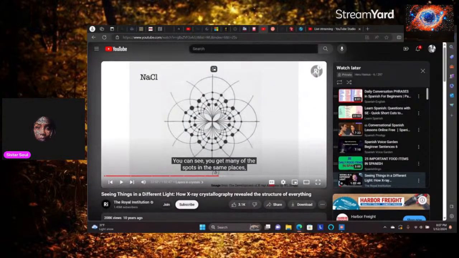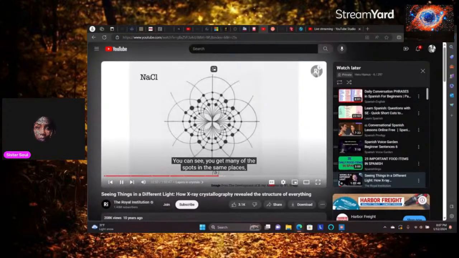This is table salt. Now, from the shadows, you can see this is what they come up with. They'll look at the shadows, and then they'll draw out the geometric shapes and patterns that they get from the shadows. To know about the light, they use the dark.